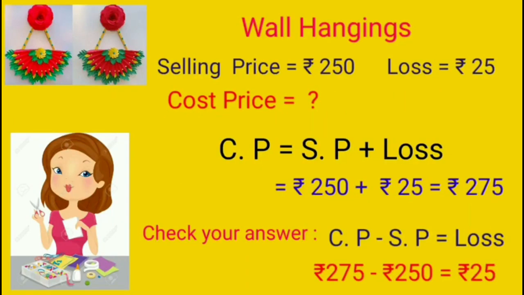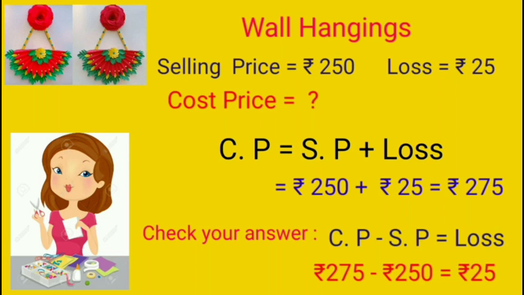Children, she is Mrs. Suhana. Mrs. Suhana is very good at craft work. So she sold wall hangings in the fair. The selling price of a pair of wall hangings is 250 rupees. As she wants to make new models, she sold a pair of wall hangings at a loss of 25 rupees. Here, the selling price of a pair of wall hangings and the loss were given. So, we can find the cost price of a pair of wall hangings.